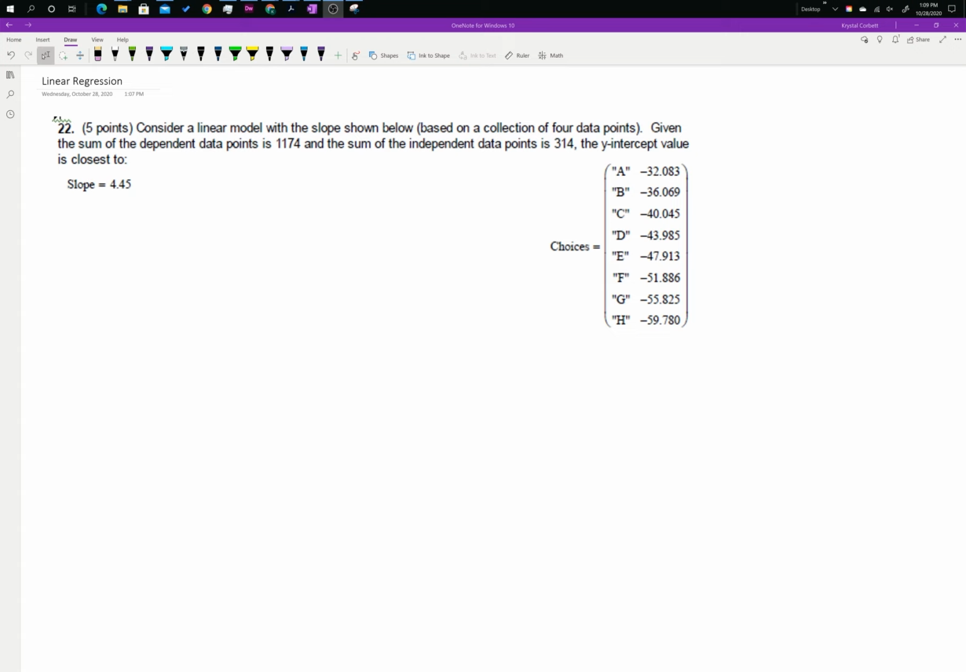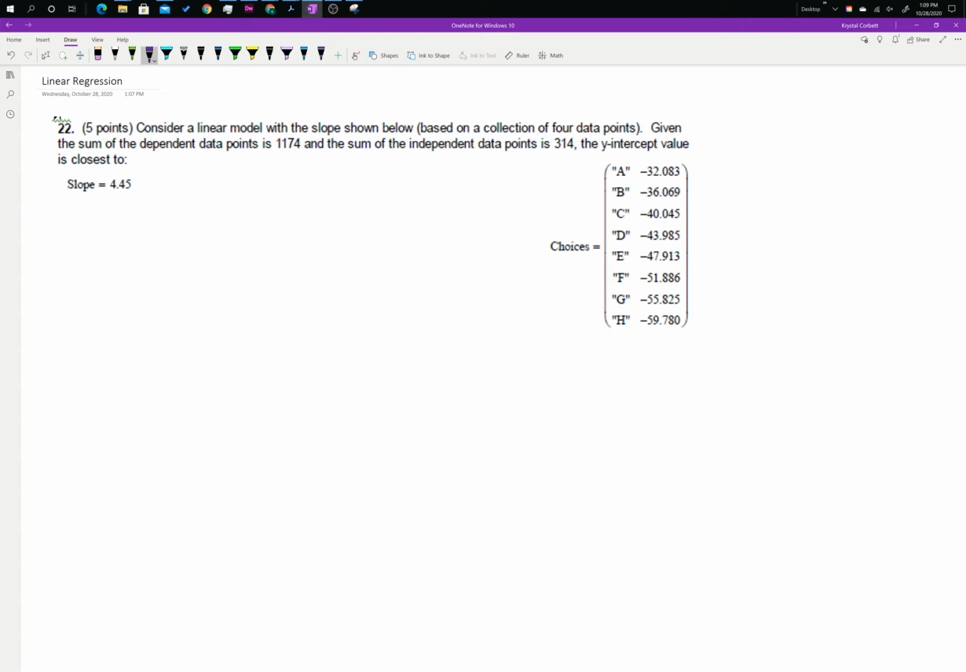So the slope is 4.45. It was based on a calculation of 4 data points. Given the sum of the dependent data points is 1,174 and the sum of the independent data points is 314, the y-intercept value is closest to. And so it's asking you to find the y-intercept value with this known information.